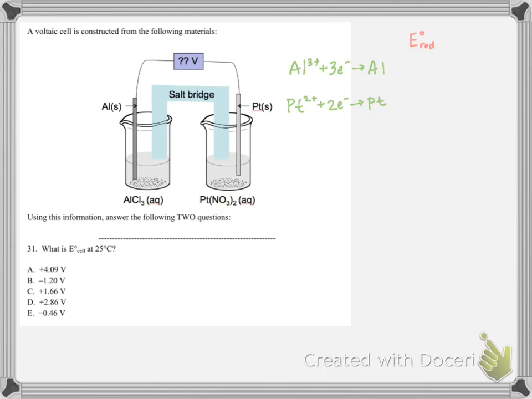So in 31, they want us to figure out the E naught cell for this voltaic cell. And I think it's important to remember that voltaic cells are always going to be spontaneous. So we should have a positive E naught cell. So we can already kind of eliminate two of the options before we do any math.